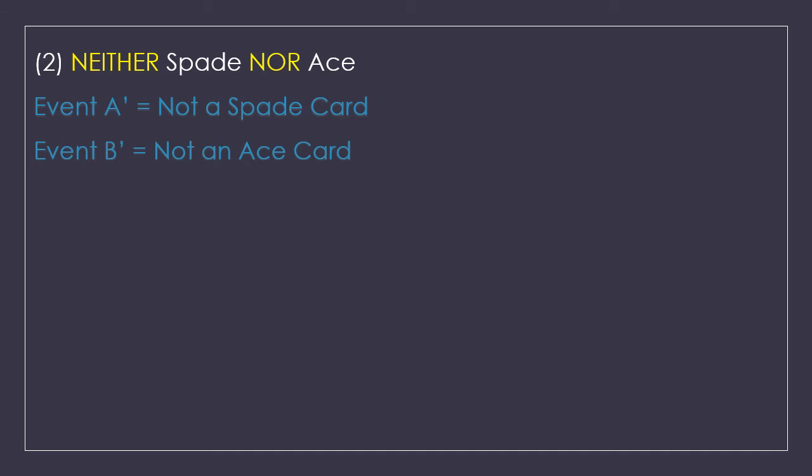So where it is not a spade card and not an S card. Once again, not a spade card and not an S card, and denotes intersection. So event A dash intersection B dash denotes neither spade nor an S card. That means it is not a spade card and it is not an S card.